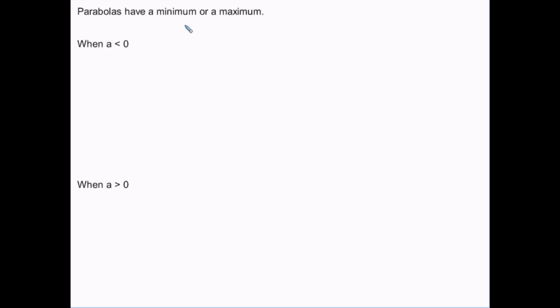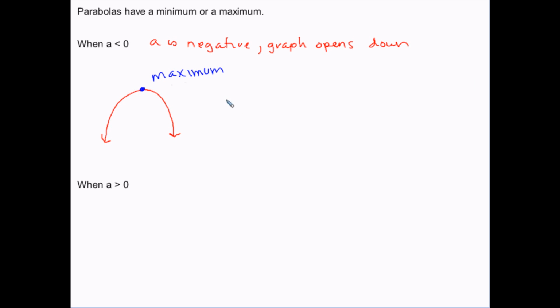Okay, parabolas have minimum or maximum values. So what happens is when a is less than 0, so a is negative, the graph will open down, like so. And you have a maximum. And your maximum is the y value of the vertex, or the y-coordinate.